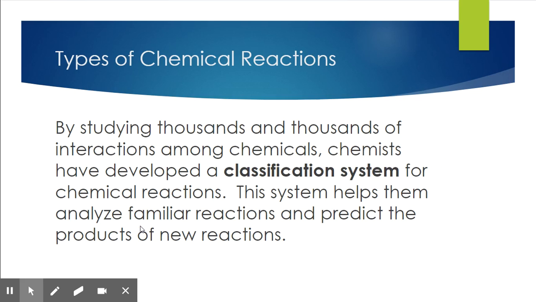By studying thousands and thousands of interactions among chemicals, chemists have developed a classification system for chemical reactions. This system helps them analyze familiar reactions and predict the products of new reactions.